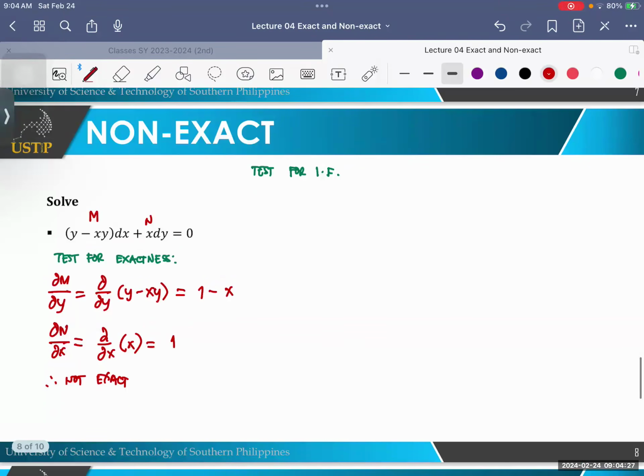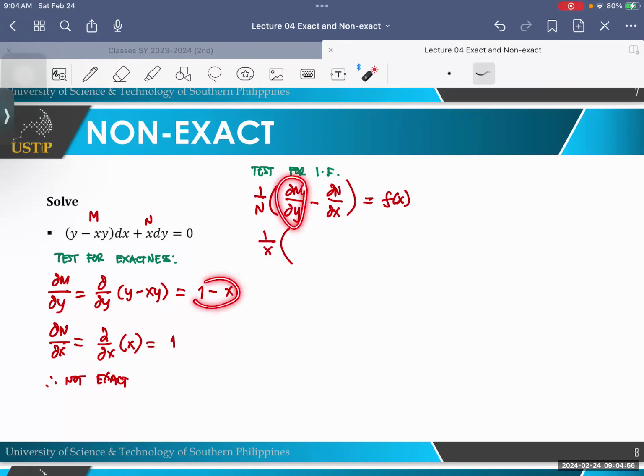Okay? So the first is 1 over N, I will just rewrite it, multiplied by the difference of these two, the partial derivative of M with respect to y minus the partial derivative of N with respect to x. It should be a function of x. Okay? So the N here, class, is x. Then the expression is this one given by this. So, that is 1 minus x, minus, this is this, this is this.